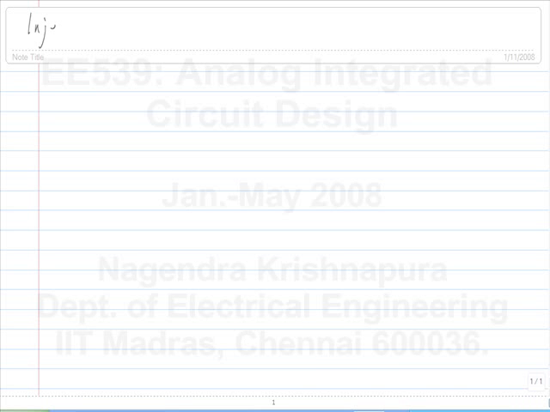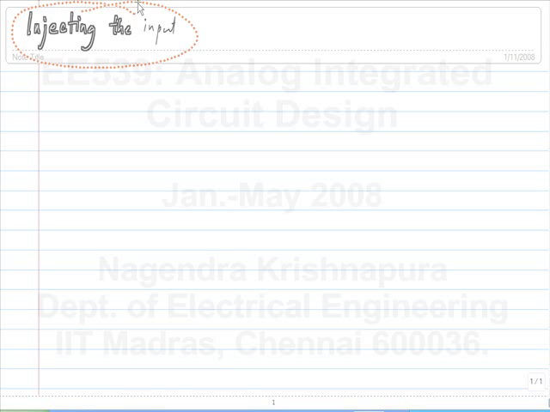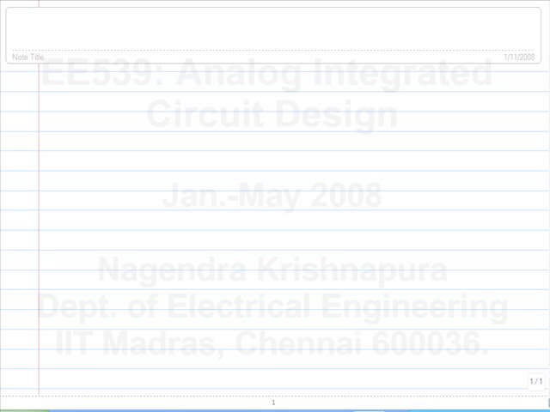So the zeros depend on where you feed the input and where you take the output from. And the poles depend on the loop itself. Okay, not really the location of the input or the output.